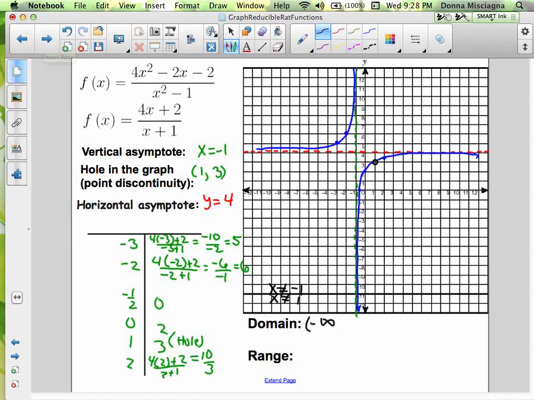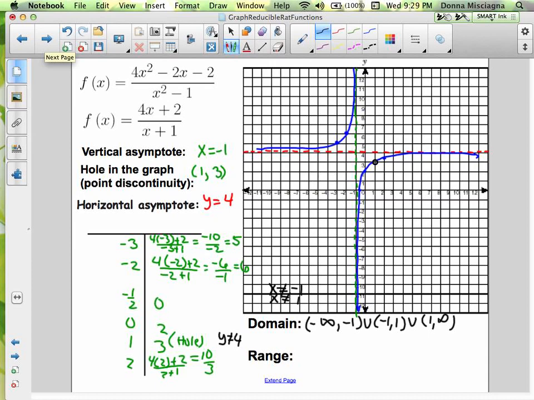So we have -∞ to -1. Then we skip over -1 to 1, and then 1 to infinity. Everything that makes that denominator equal to 0 before we reduced. Now the range, we're going to notice we're not crossing the horizontal asymptote. So here on our range, I'll put it over here. So y is not going to be equal to 4.